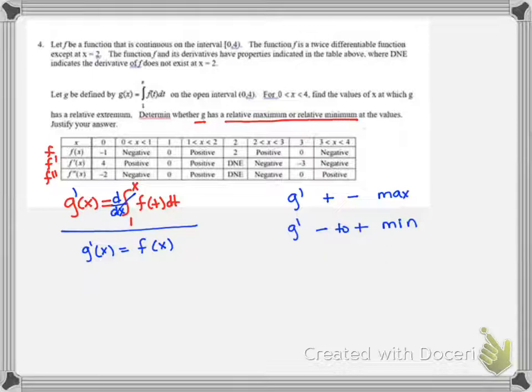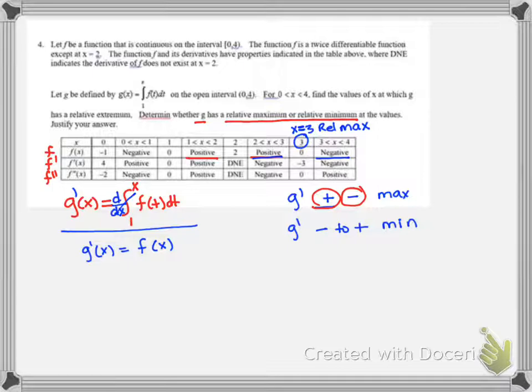f of x. And f of x is the top line in this table. So that means we are looking for the derivative to change from positive to a negative. Let's see where that happens. Here I go from positive to positive, so that's not a max. But at x equals 3, I change from positive to negative. So that means at x equals 3, we have a relative max.